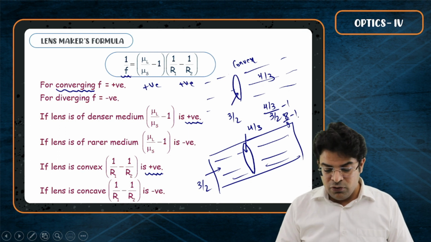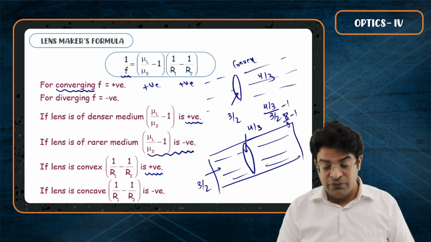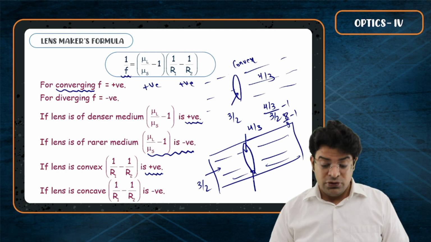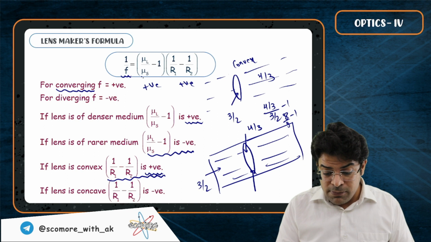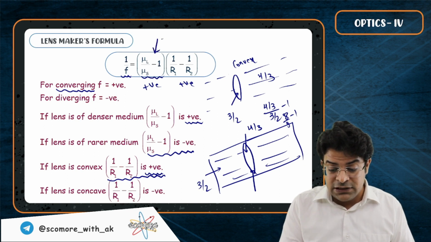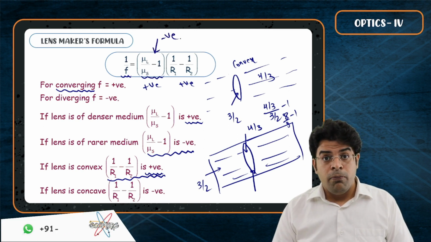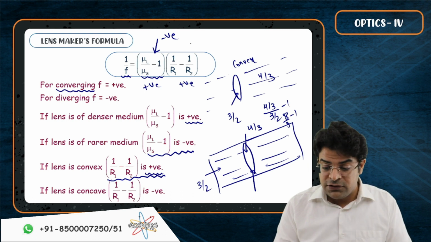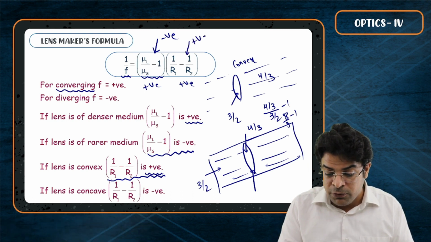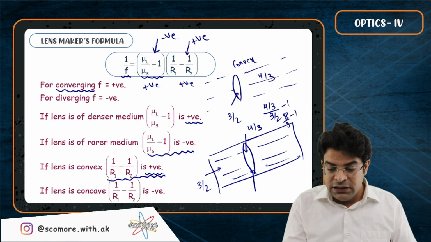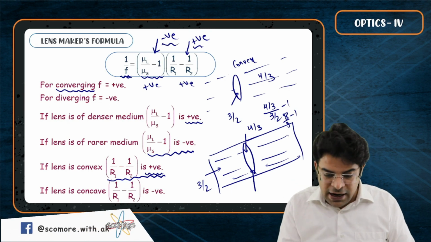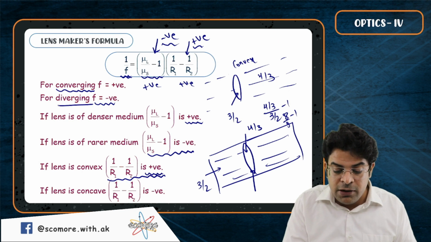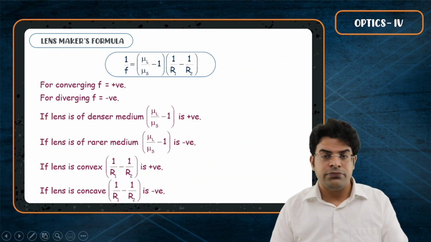So now sir, mu L by mu S minus 1 is negative, but it is convex lens. So 1 by R1 minus 1 by R2 is positive. But since the lens is still convex, 1 by R1 minus 1 by R2 will be positive, and negative into positive gives you what? Sir, negative. So the focal length will be negative, and as the focal length will be negative, it becomes a diverging lens.